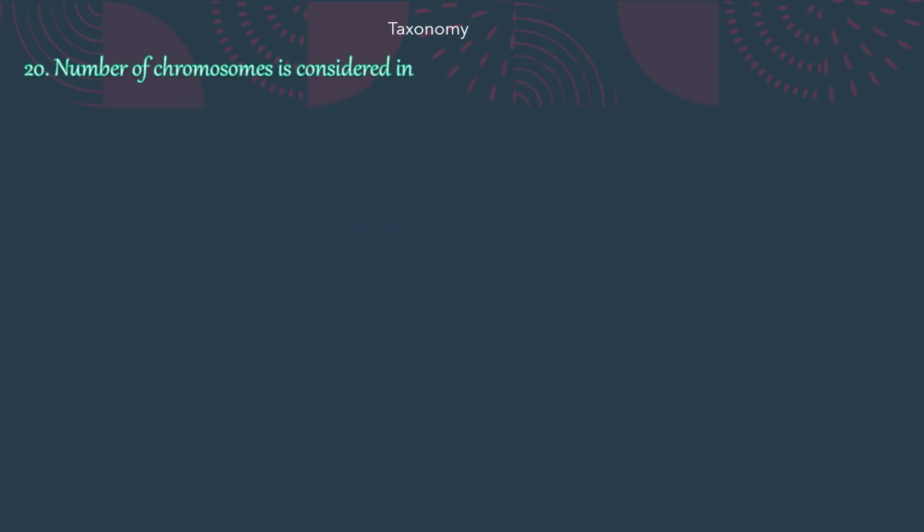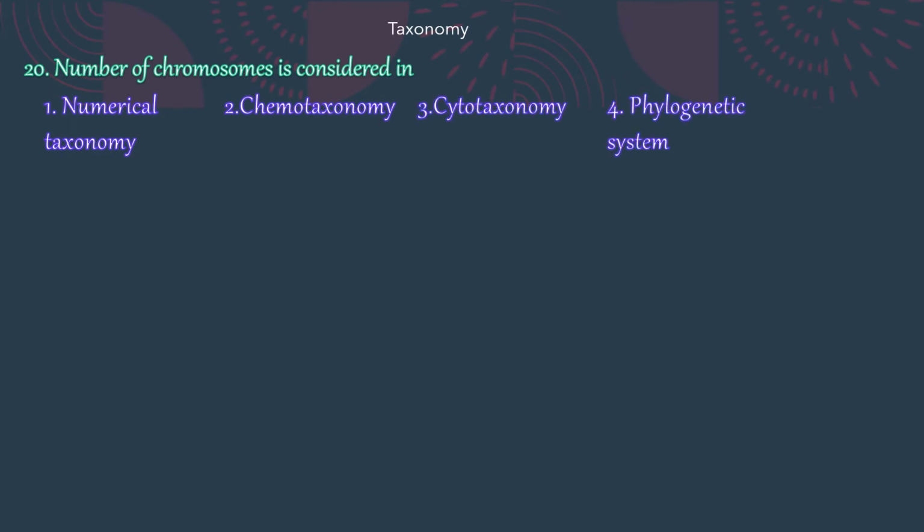Number of chromosomes is considered in numerical taxonomy, chemotaxonomy, cytotaxonomy, phylogenetic system. Answer is 3, cytotaxonomy.